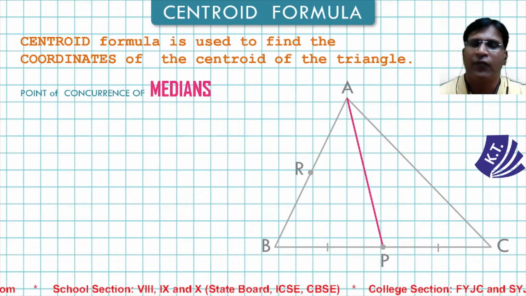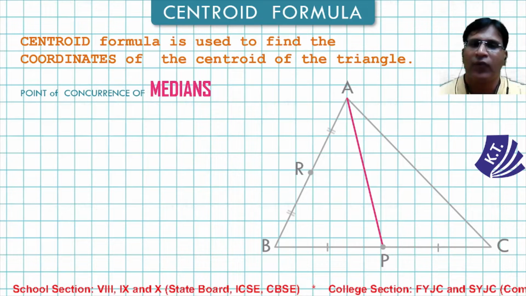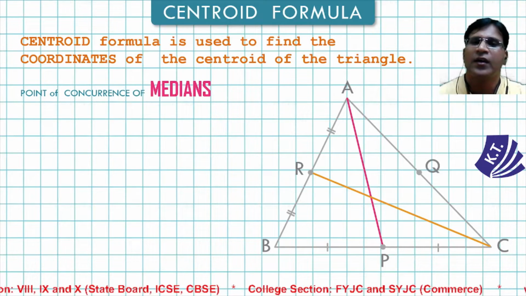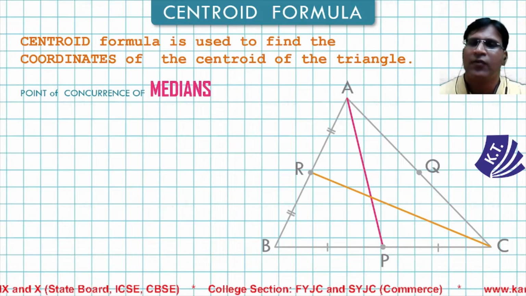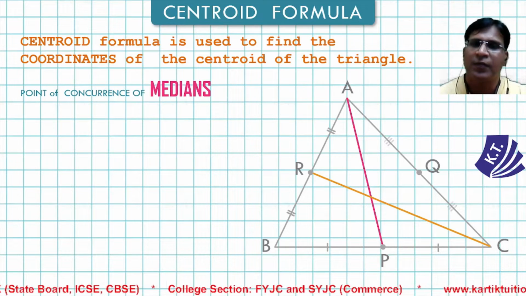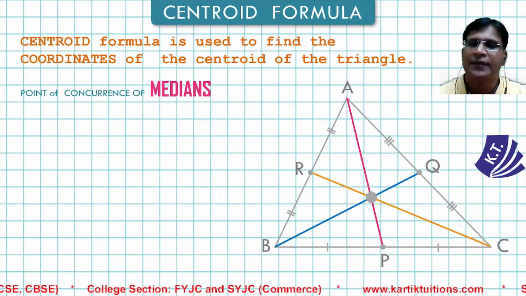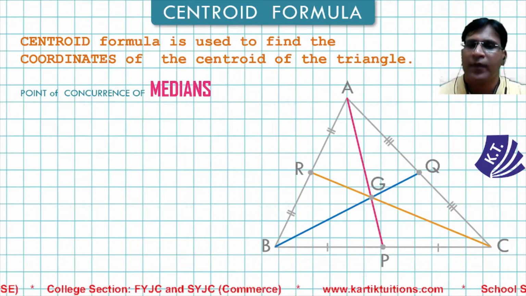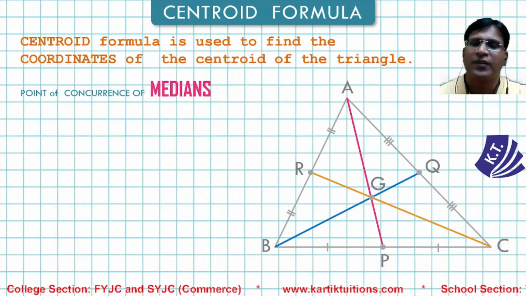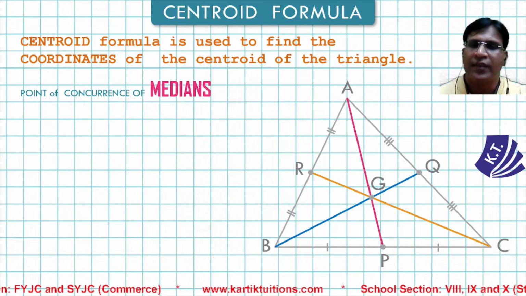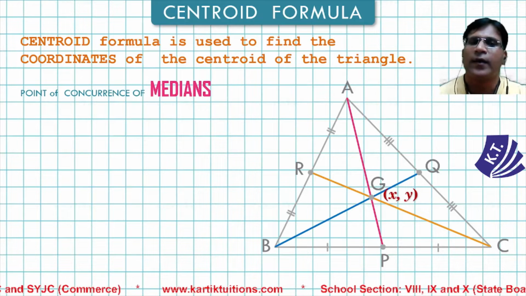In the same way, if I take point R, which is the midpoint of AB, then CR becomes a median. If I take point Q on AC, where Q is the midpoint of AC, then BQ becomes a median. Now these medians all intersect at one point G, and that G is nothing else but our centroid, which is denoted by capital G, and we take its coordinates as x, y.